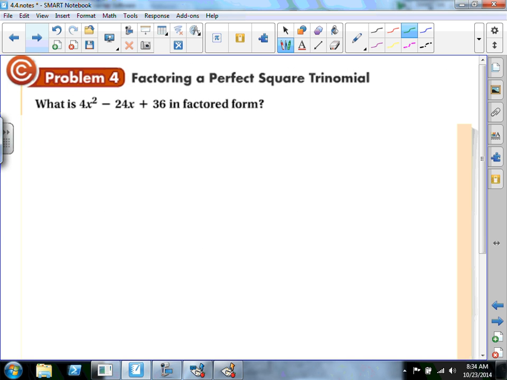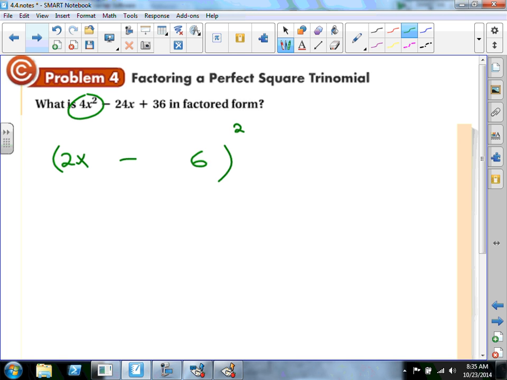So this first one, what's the square root of 4x squared going to be? Square root of 4 is 2. Square root of x squared is x, so that's going to be 2x. What's the square root of 36? 6. The sign in the middle is a minus, so we're going to go with the minus, and we're going to go with the square here, and that's it.